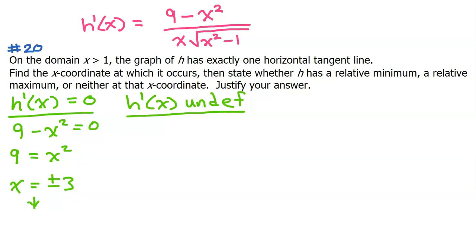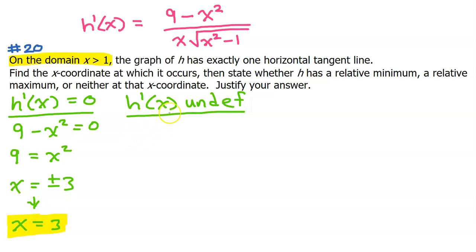Small correction, we are dealing with a restricted domain of x greater than 1. So that leaves out the negative 3. So we have one critical number: x is equal to 3.